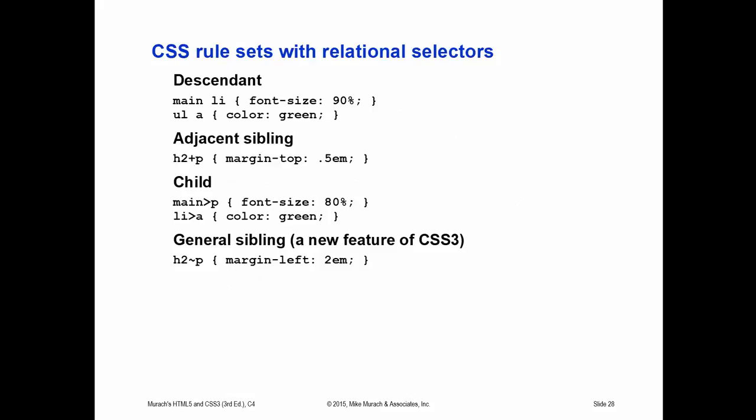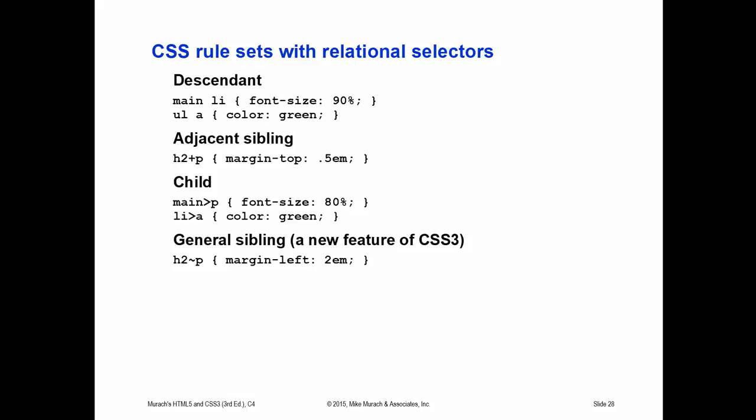We next have a child selector. You notice how the sibling used the plus sign and the child selector uses the greater than sign. If you want to select elements only when they're child elements of a parent, you use that child selector. Here, the first child selector selects the paragraph elements that are children of main, and the second one selects anchor elements that are children of LI.